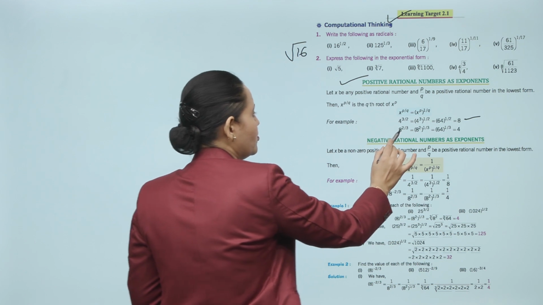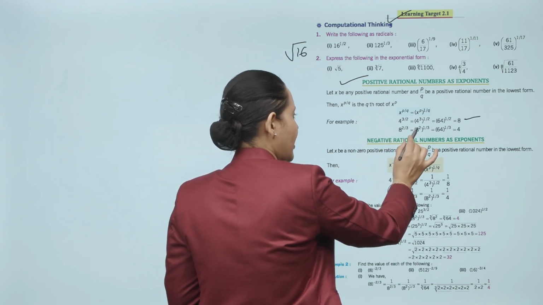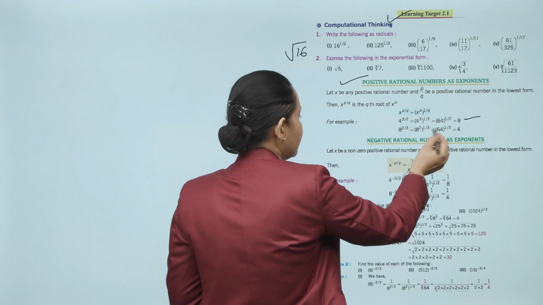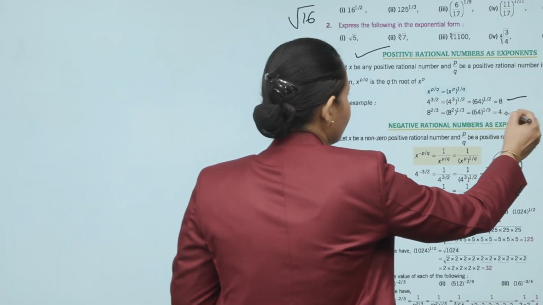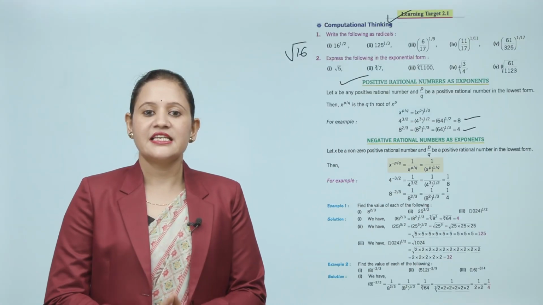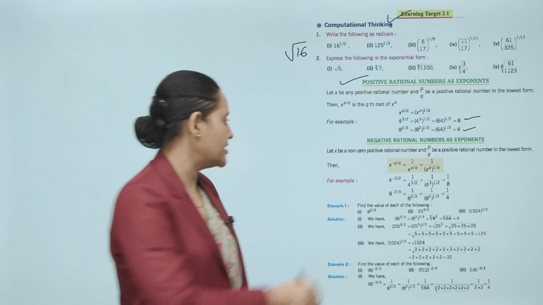8 to the power 2 upon 3 means square of 8 and its whole power 1 by 3. 64 to the power 1 by 3. What will the cube root of 64 be? 4. Next is negative rational number as exponent.